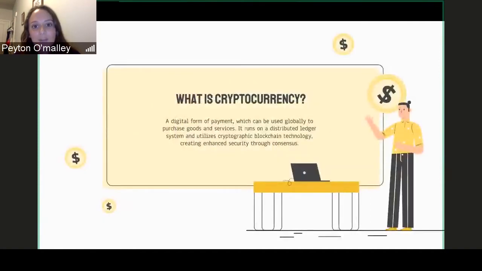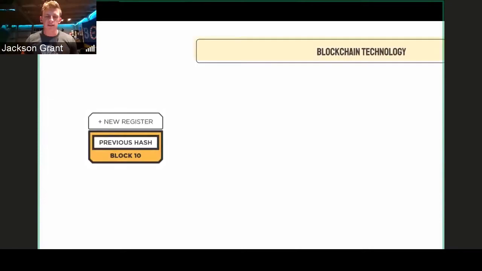First off, what is cryptocurrency? It is a digital form of payment which can be used globally to purchase goods and services and also utilizes blockchain technology, which we will talk about next. Yeah, so in the backbone of cryptocurrency, it's blockchain that makes it secure and safe.